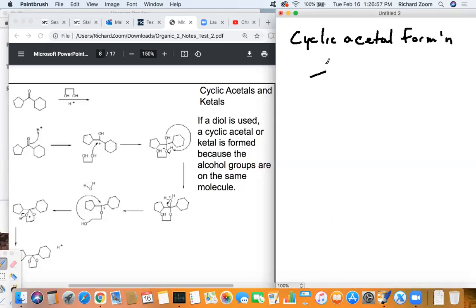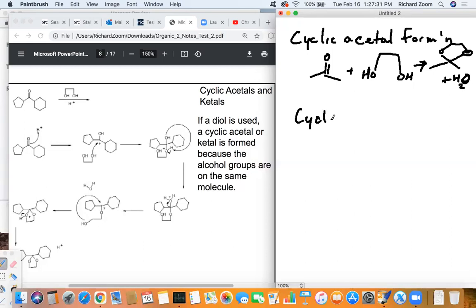Which is going to take the form of this kind of thing, but not necessarily this particular compound, plus H2O. Or we can go the other way as well, cyclic acetal hydrolysis. And you could get either one of these on the test.